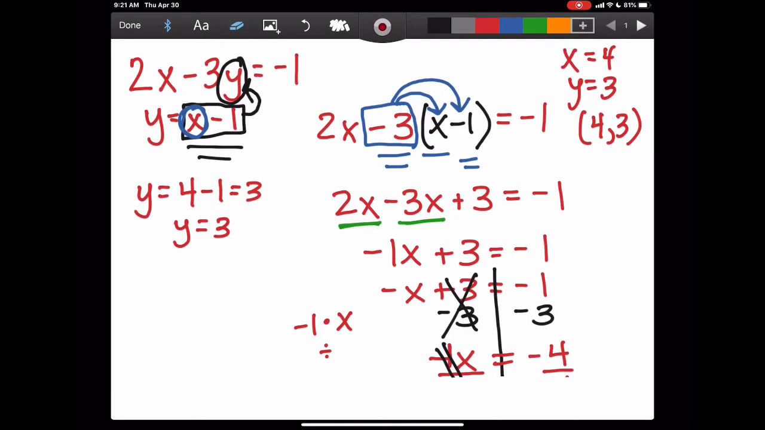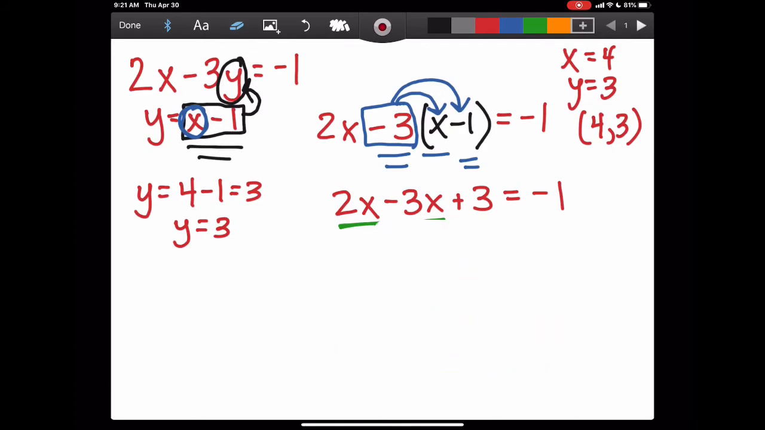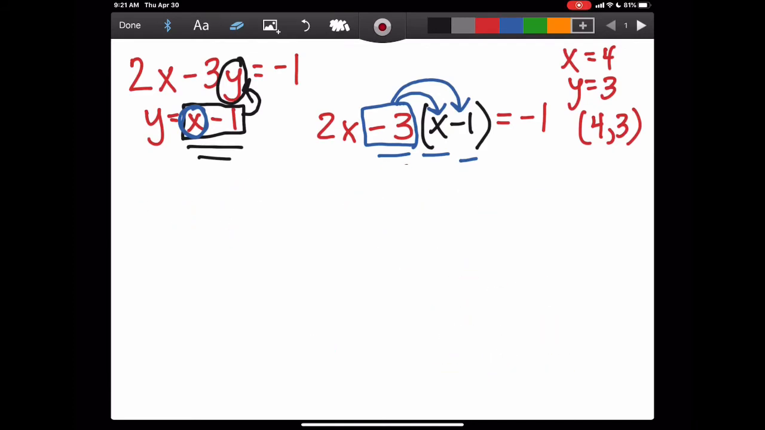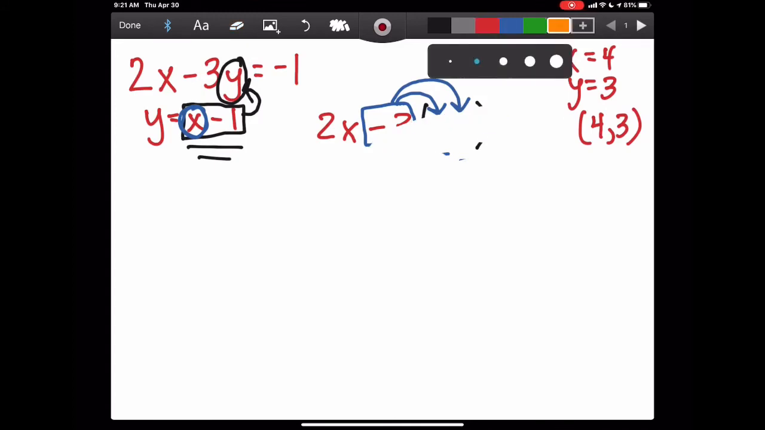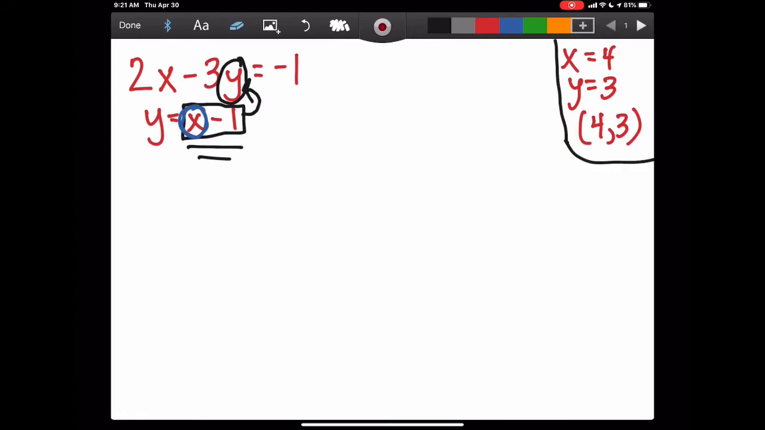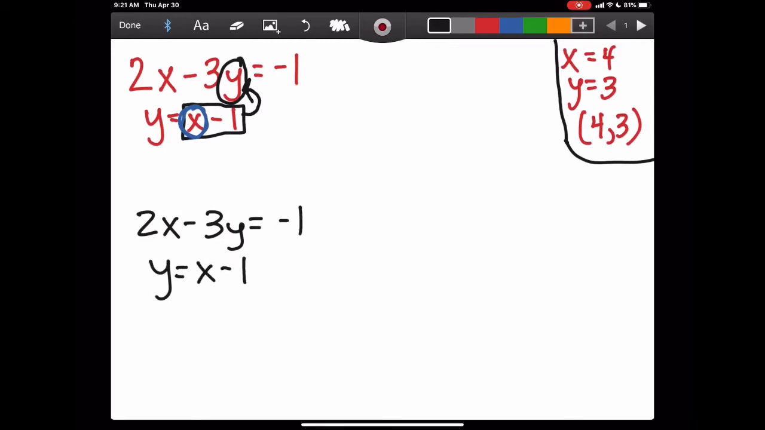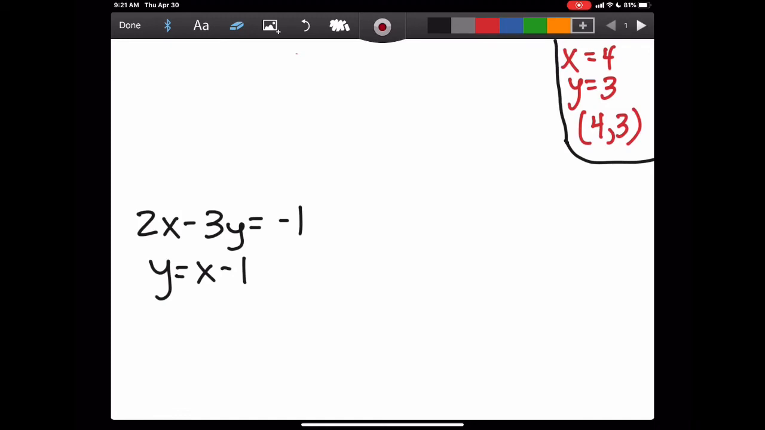Now let's look at it if you just wanted to go right to your calculator and solve this problem from your calculator. We know that this is our solution right here. I'm just going to keep that up there. But let me rewrite our problems right here. 2x minus 3y equals negative 1. y equals x minus 1. Let's just say that you're starting over from fresh. This is your problem, and you say, I don't want to do substitution. I want to do the calculator way.